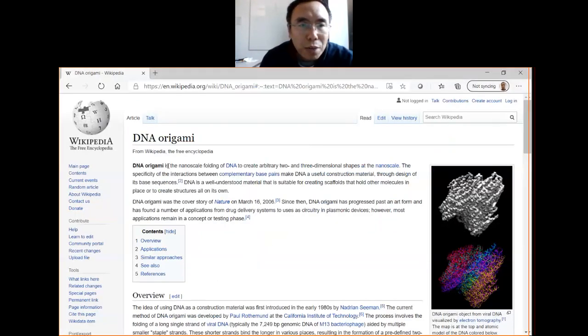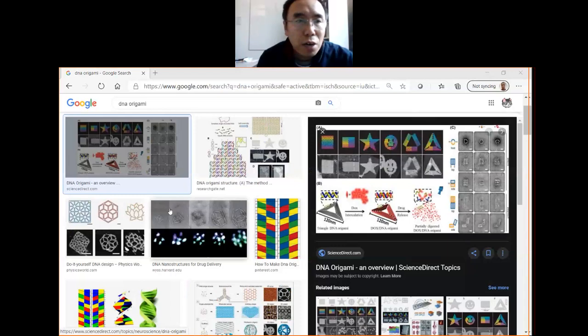So DNA origami is the nanoscale folding of the DNA to create arbitrary 2- and 3-dimensional shapes. So what do you do? You design the base sequence of the DNA, then it will be folded. When they are folded, you can form really arbitrary 2D or 3D patterns. It can be very, very complicated. And right now there is software that you can use to design very, very complicated patterns. So those are the examples of the DNA origami subassembly.